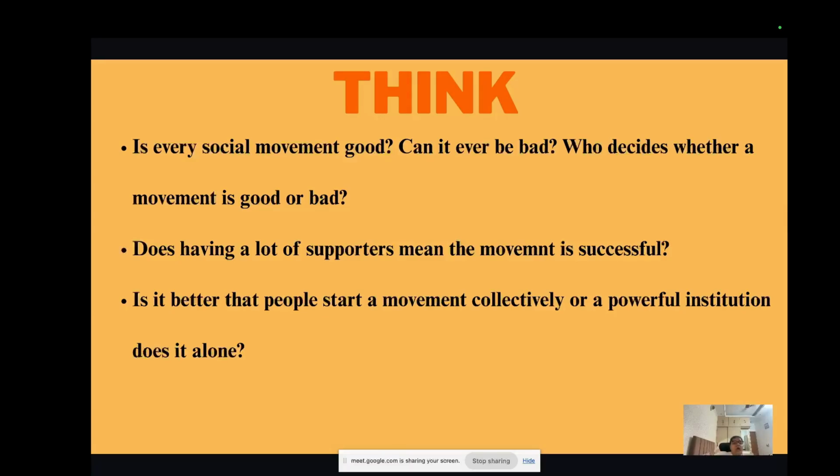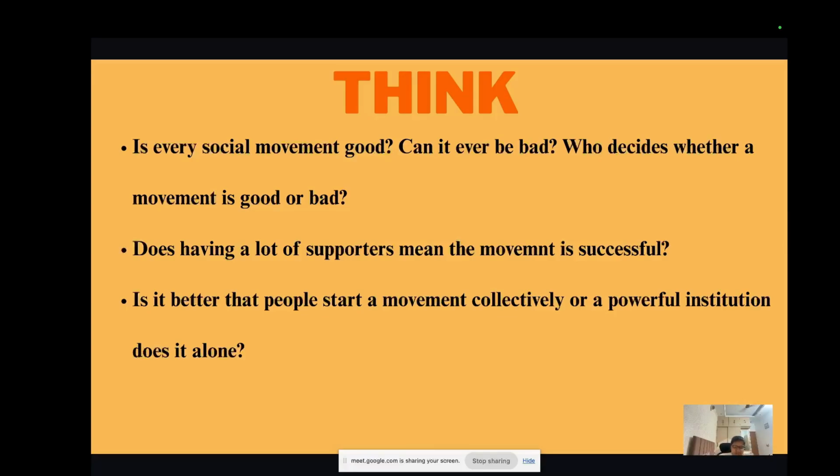Lastly, is it better that people start a movement collectively, or a powerful institution does it alone? Just a second. Yes. Yeah, Abir.